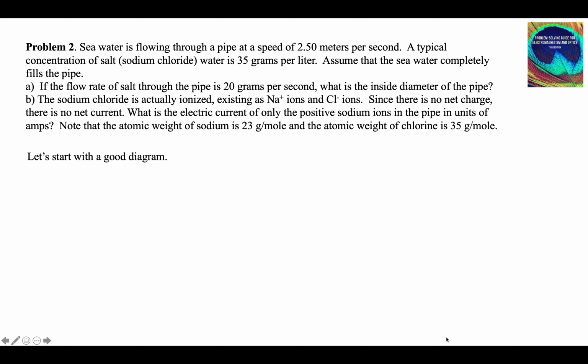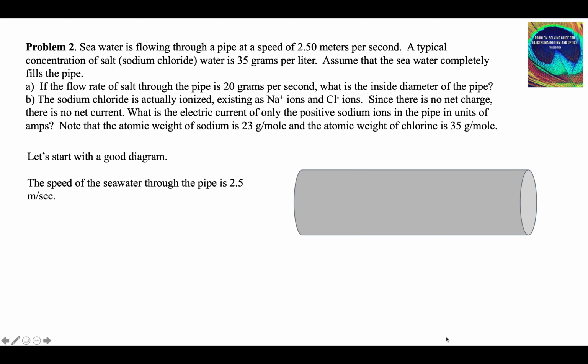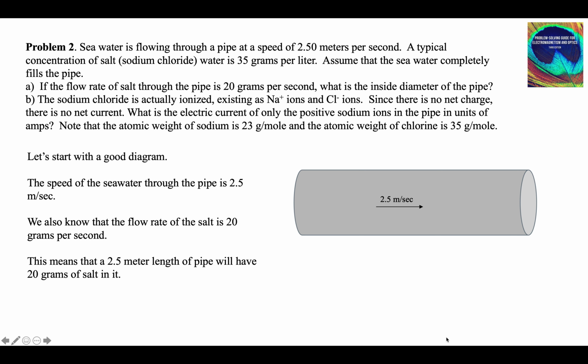Okay, let's start with a good diagram. There we go. A pipe. Speed of the seawater through the pipe is 2.5 meters per second. We also know the flow rate of salt is 20 grams per second. The mass flow rate of salt is 20 grams per second.